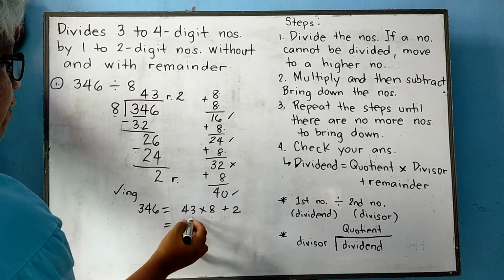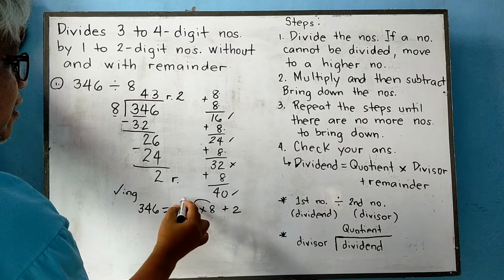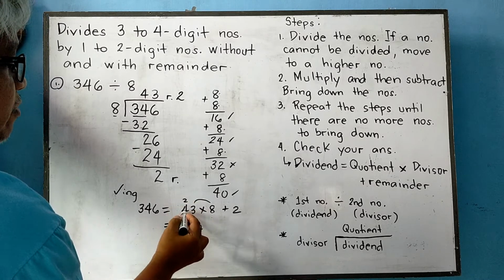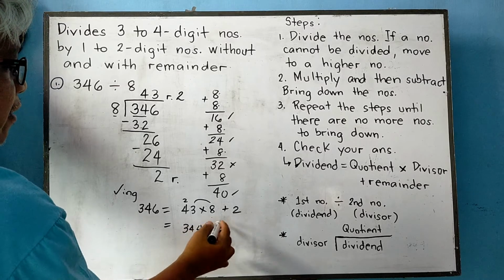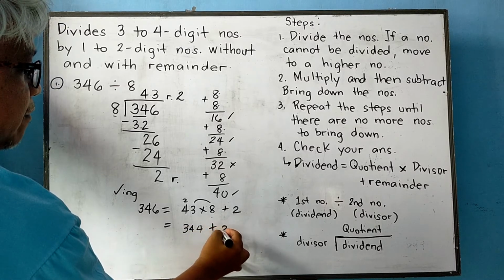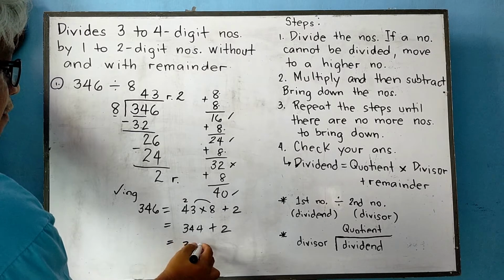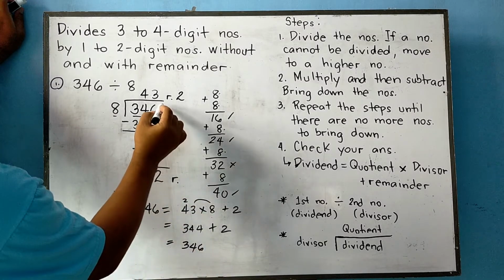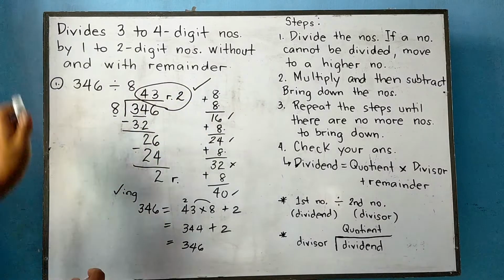Okay? So, what is 8 times 3? The answer is 24. Carry 2. 8 times 4, 32 plus 2 is 34. And then 344 plus 2. So, the answer is 346. Meaning, this answer is correct. That's it.